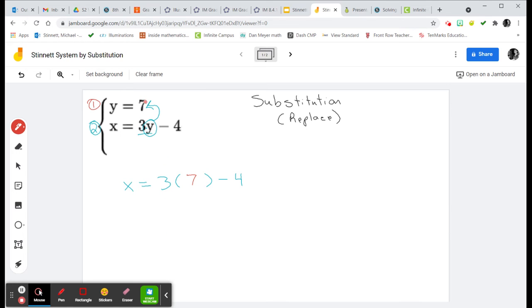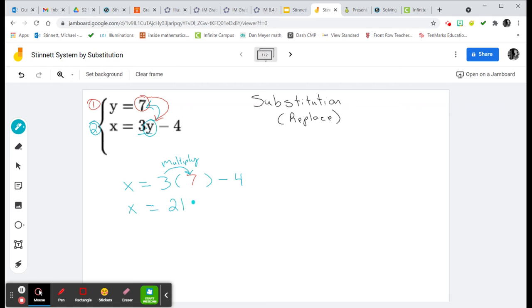So all we have to do is take the 7, because y equals 7, and substitute it in, okay? And so what that would give us is, we just rewrite it. So x equals 3 times 7. So we're going to do this multiplication, and 3 times 7 is just 21.